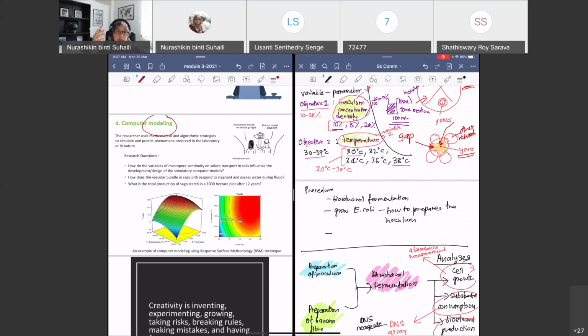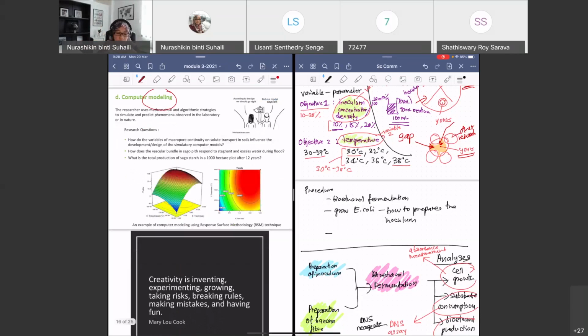Let's say, for example, inoculum. I don't have any specific example, but basically you use whatever the data in order to predict what happened if, let's say, you increase the range or something like that. So it's something to do with the prediction or simulation, we call it. So some of the research, the nature is modeling. You have to use certain kind of software to do the simulation.